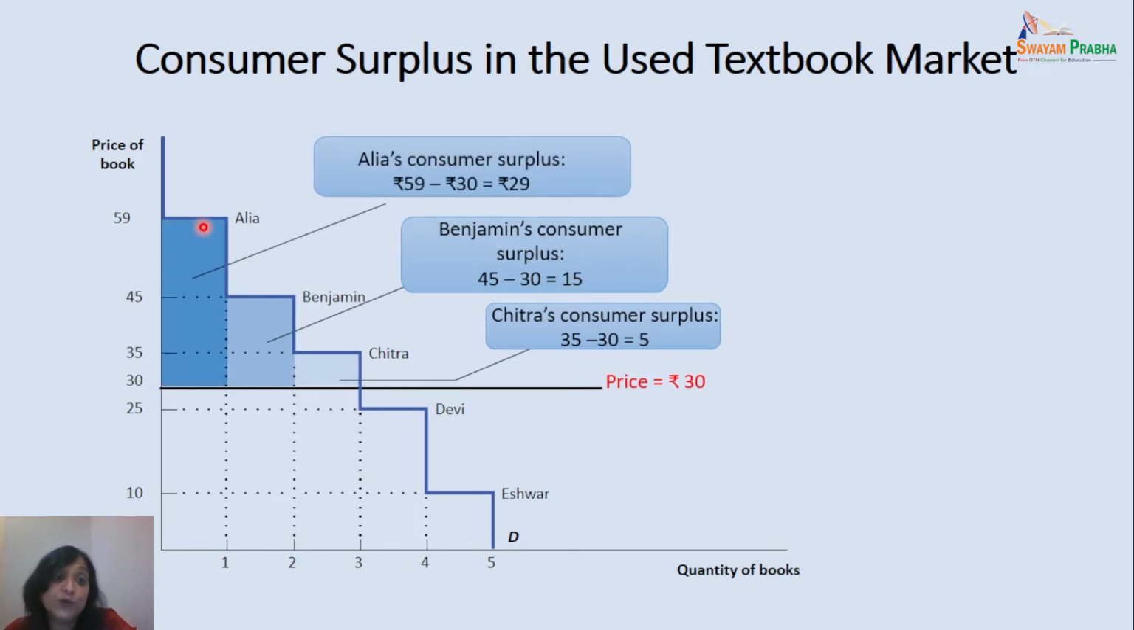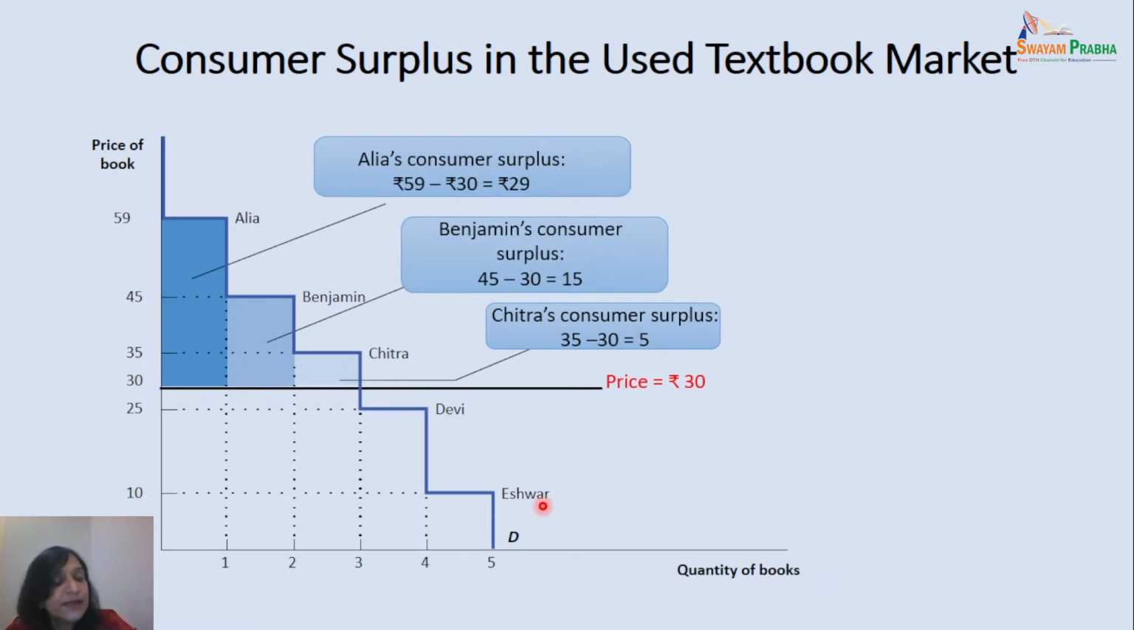Similarly, Alia will also have some surplus because she was the one willing to pay the highest price for this book, that is 59. Whereas what has she paid? She has paid 30. So her consumer surplus is 29. So these are the three individual consumer surpluses of Alia, Benjamin and Chitra.